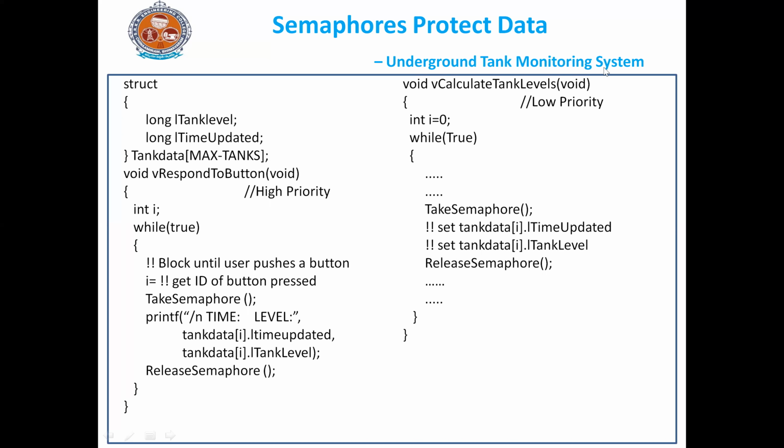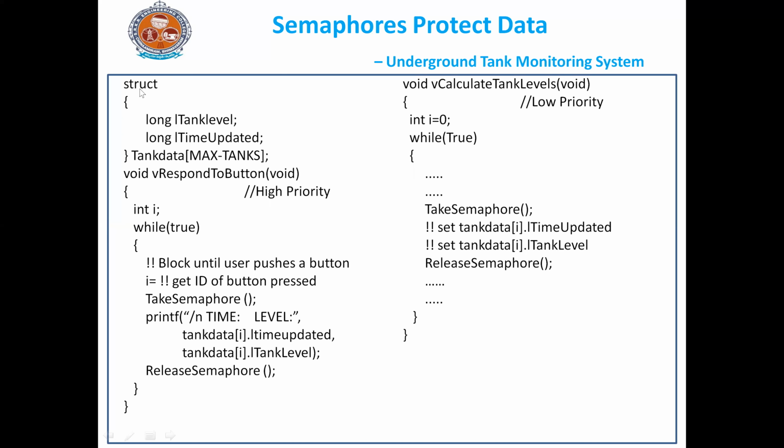In the underground tank monitoring system, you will have different tanks, and you will be calculating the float level in the tank. For example, if you want to calculate the tank level for tank I, you have to calculate the tank level, and that should be updated in tank data I, that is the I tank level. And you should also specify at what time this tank level has been read. So these two are the variables of this tank data.